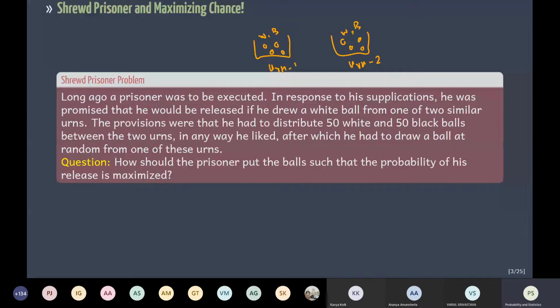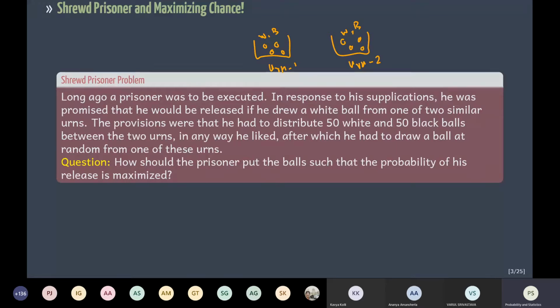So the idea here is the freedom he has is that he can distribute the balls in any way he likes, but after that he doesn't know which urn is where and where did he put more white balls and so on. He will be blindfolded, and then he will be given a choice to pick, and if it turns out that he picks a white ball, then he will be released. So that was the problem.